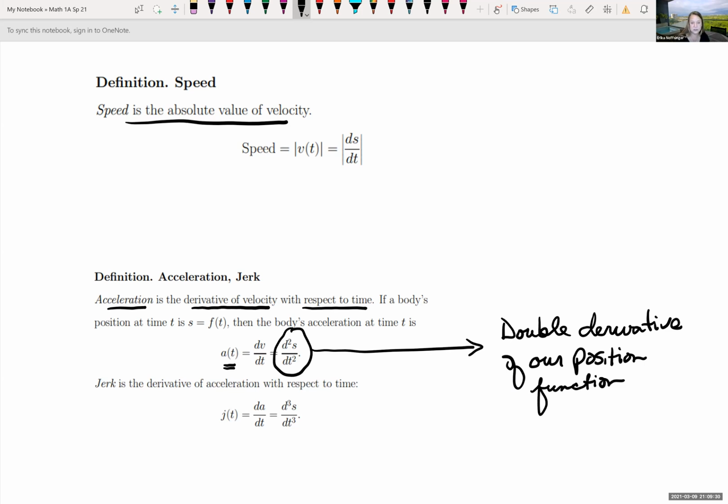And we had called our position function s. Another way to write that notation-wise, so the double derivative is s double prime of t. So the jerk, that is the derivative of the acceleration.